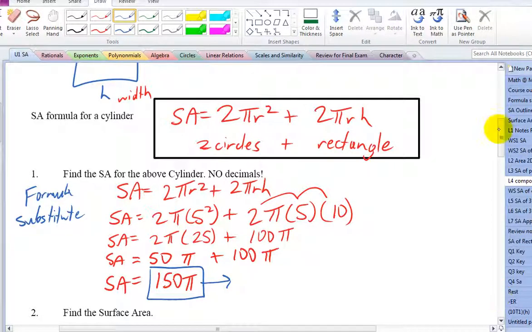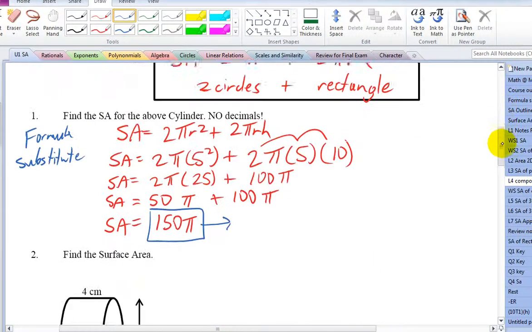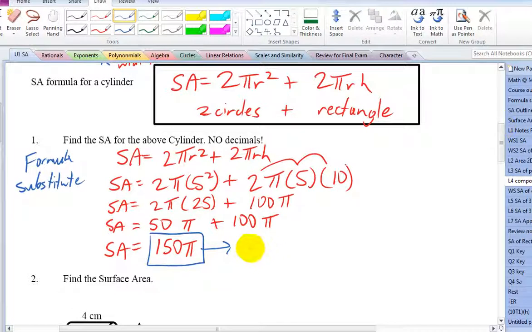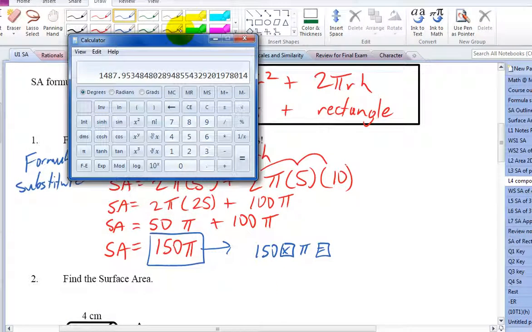Okay, so altogether 150 pi. Now if we wanted the decimal, what would you do on your calculator? 150, hit your times button, hit pi, press equals. Can you guys do that just to make sure you know what to do?